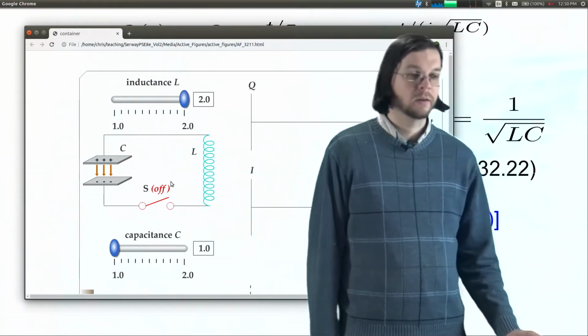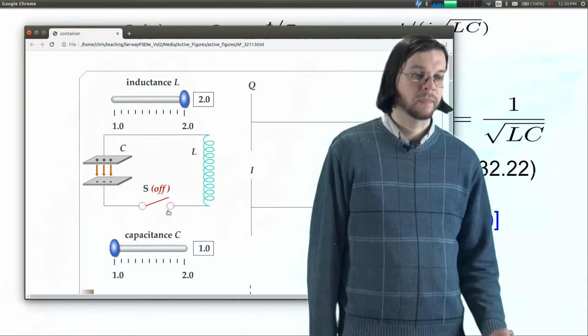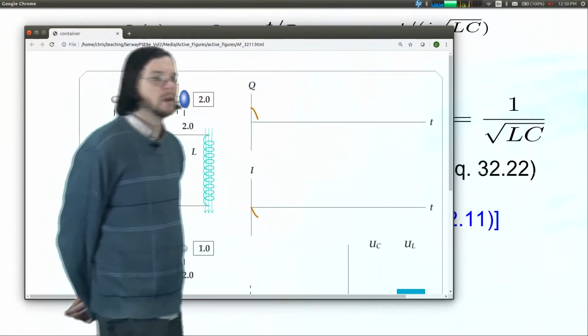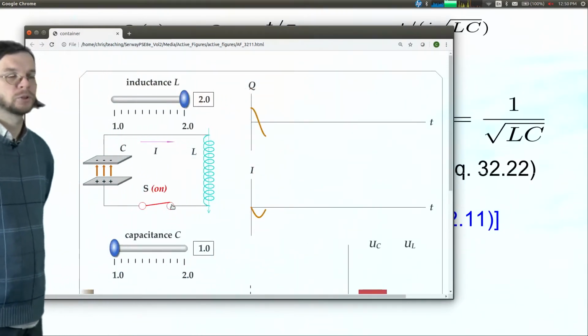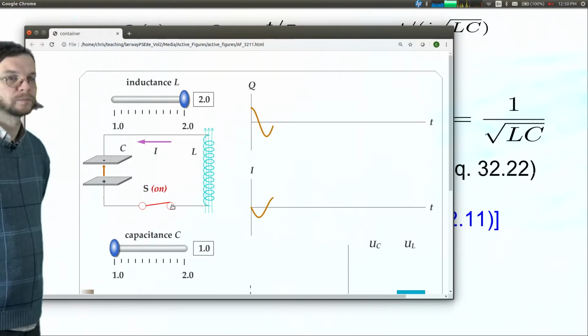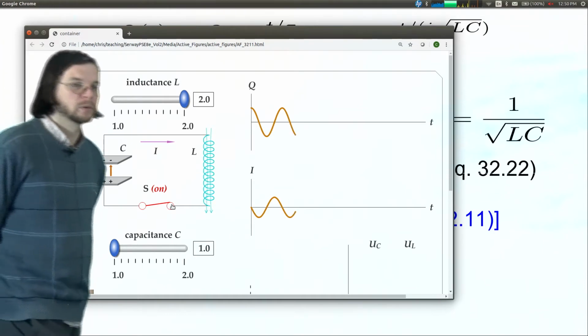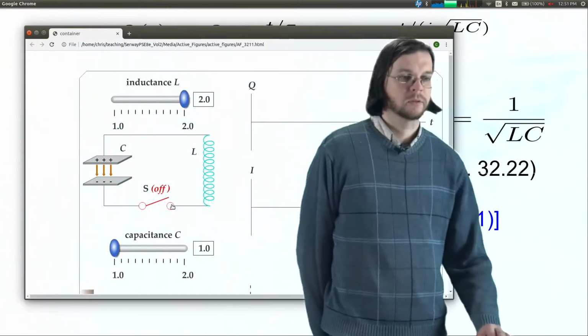And when we do that, so let's just see what happens. I'm going to click that. And you see how the charge in the capacitor drops. Initially, the current's 0, but it kind of goes back and forth. So what's happening here? Let me start this over again.